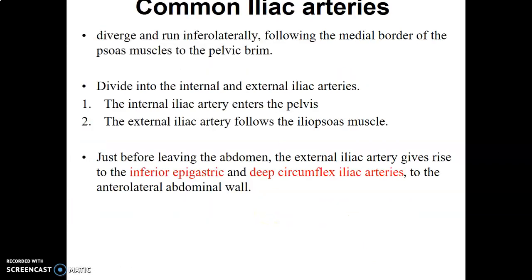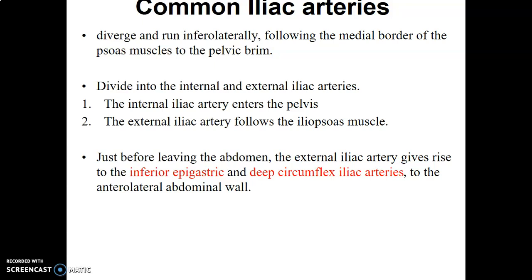The abdominal aorta divides or bifurcates into right and left common iliac, and these usually diverge and move inferolaterally. Okay, they follow the medial border of the psoas muscle and then towards the pelvic brim.